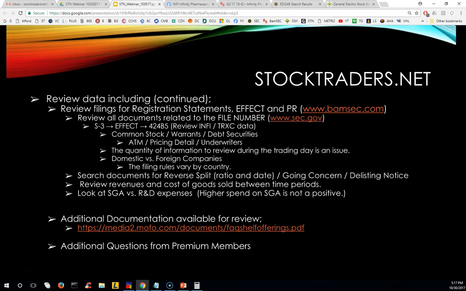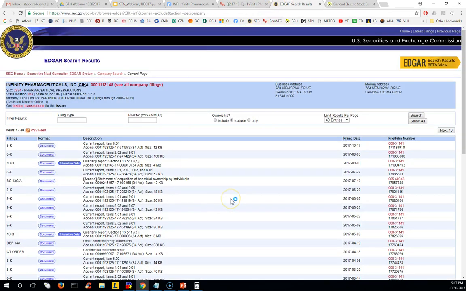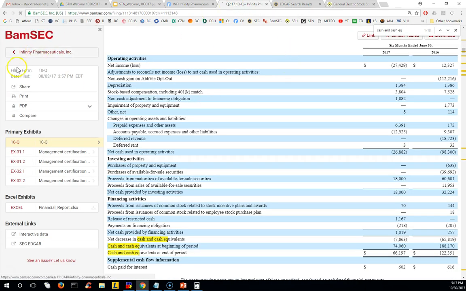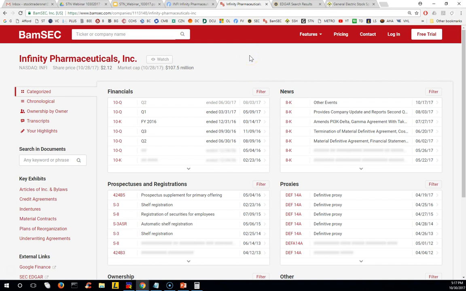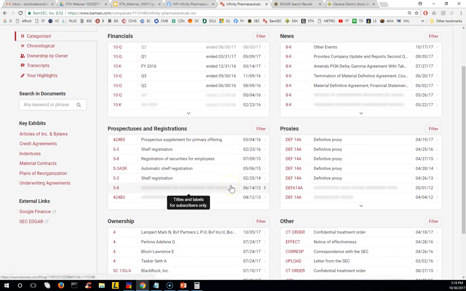All right, let's get into our registration statements, effects, and PR. Again, all of this information is going to be located on the SEC.gov and on the free version of BAMSEC. Going back, I have all of the information from the consolidated financials, as well as the consolidated statement of cash flows. Now the next step that I'm interested in obtaining, and again, this is due diligence during market hours, the stock's going crazy, I want an understanding of what type of position this company's in.